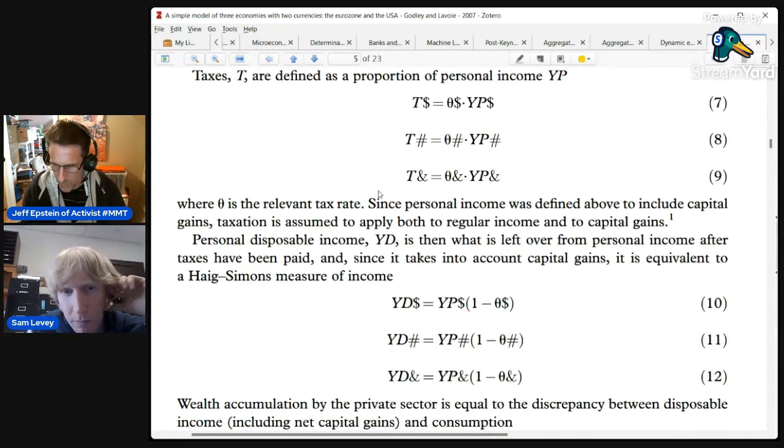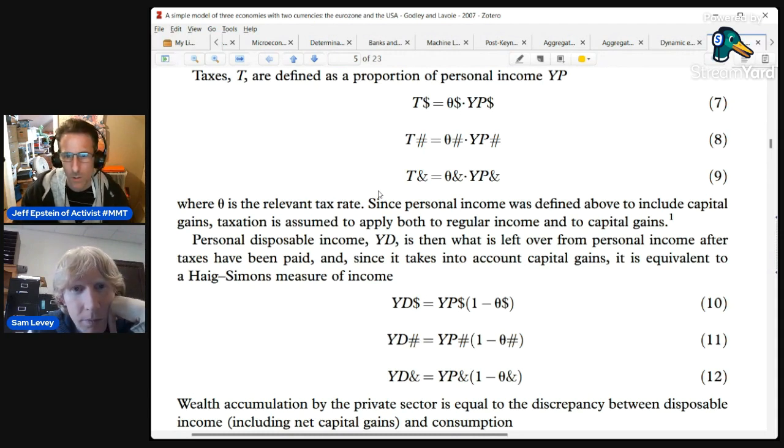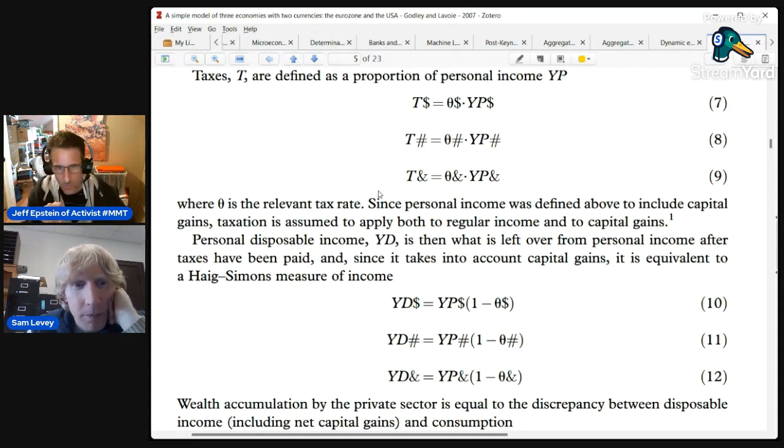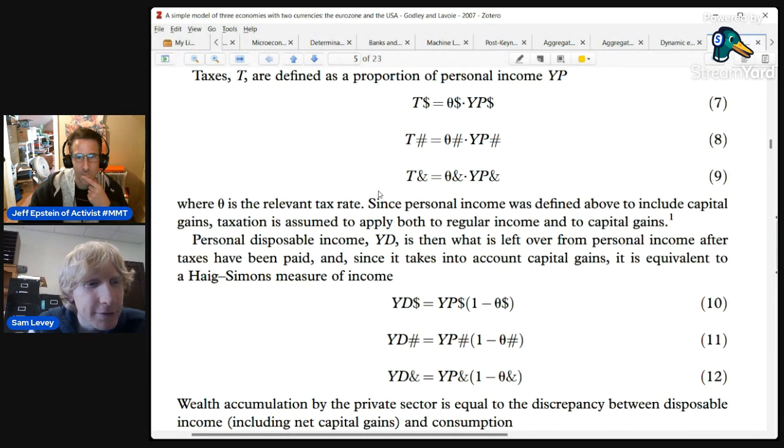So theta times YP. No, wait a minute. Right, let me just think for a minute. So disposable income is equivalent to YP minus theta YP, so your income minus whatever's taxed out of that. What's left over is your disposable income. Yeah, very good. Thank you.